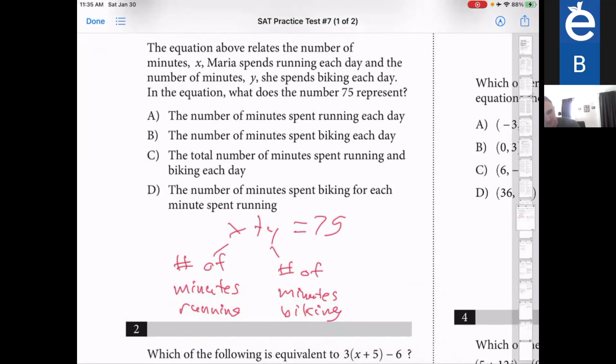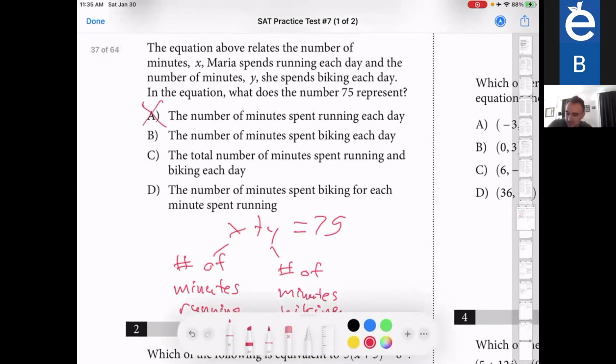So let's look at the answers here. A, the number of minutes spent running each day. No, that can't be right because it also factors in y, so that's not right. B, the number of minutes spent biking each day. Same answer, really, just now focused on y. That can't be right. It ignores the time spent running. C, the total number of minutes spent running and biking each day. That sounds right. So let's pull a check mark there.